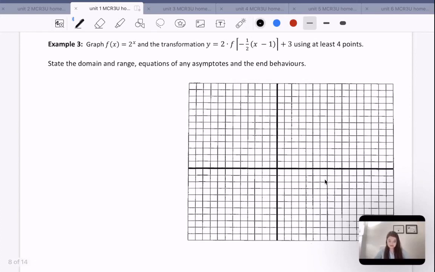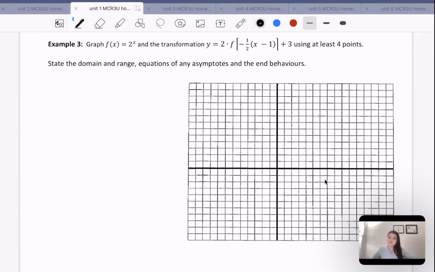Example 3 says, graph f of x equals 2 to the power of x, and the transformation 2 times f of negative a half x minus 1 plus 3, using at least 4 points. State the domain and range, equations of any asymptotes, and the end behaviors. Okay, so I'm going to assume it's to graph both, which it explicitly states, and also to state the domain and range, equations of any asymptotes, and the end behaviors for both as well. Okay, so let's do that.